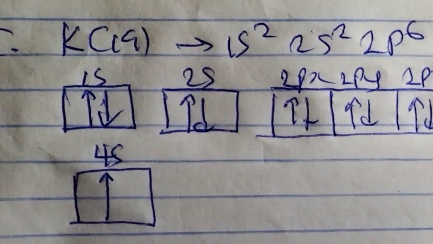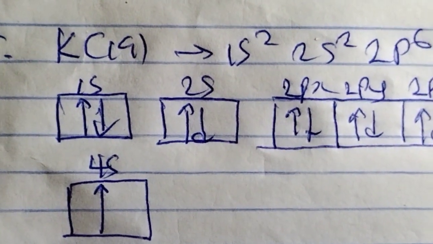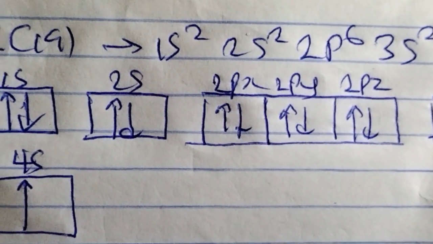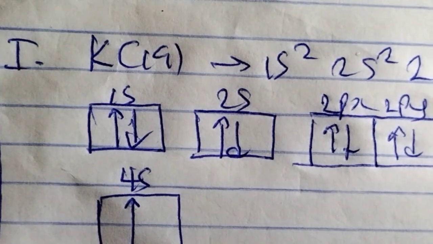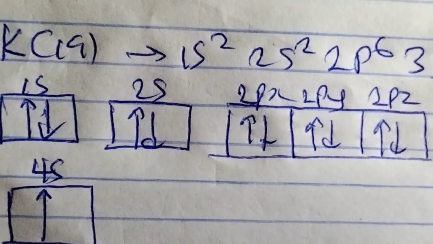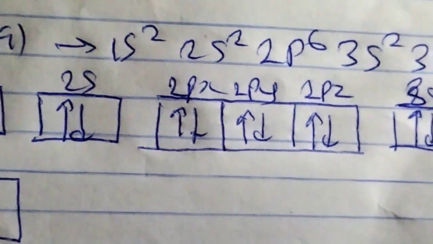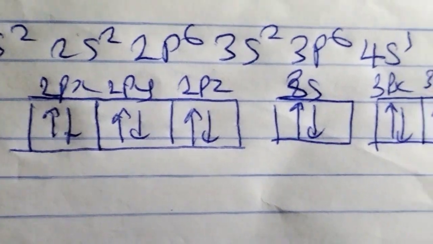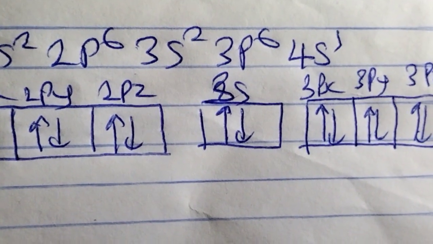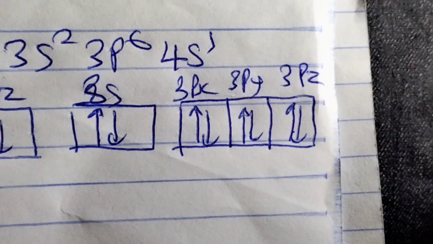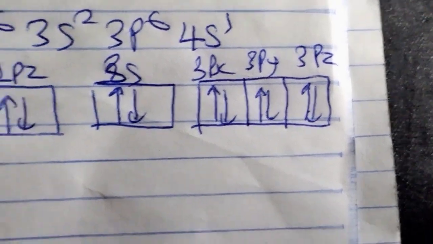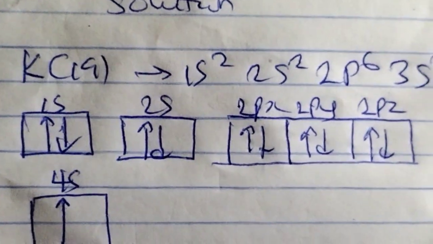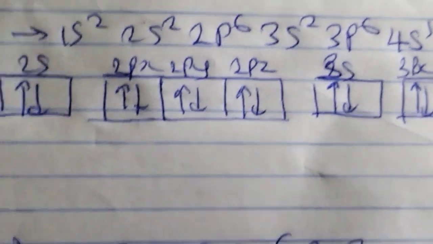You draw the box diagrams. 1s will have 2 electrons in opposite directions, 2s, 2 electrons also in opposite directions, 2px, py, pz containing also 2 electrons each, all in opposite directions, 3s, 2 electrons in opposite directions, 3px, py, pz, 2 electrons each in opposite directions, and then the last one that should come after is 4s that contains only 1 electron pointing up. So that is potassium for you.